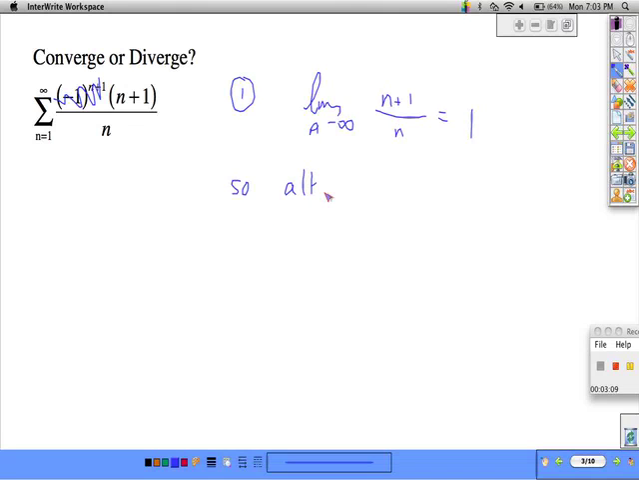So the alternating series test tells us nothing. But if we look at the nth term test, we know that this diverges. But the alternating series test doesn't do us any good for this one.